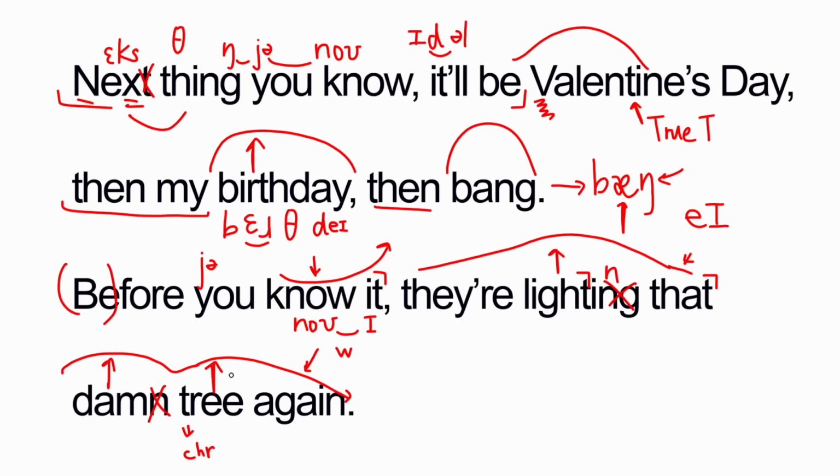So the word tree ends in the E vowel. The word again begins with a schwa. And in order to connect these two words, you can think of going through the glide consonant, the Y sound. Tree again. Damn tree again.